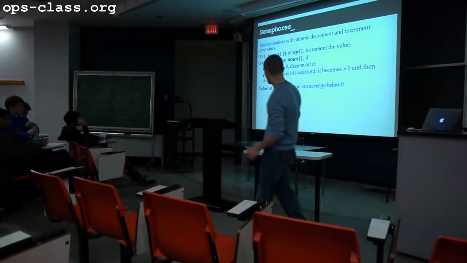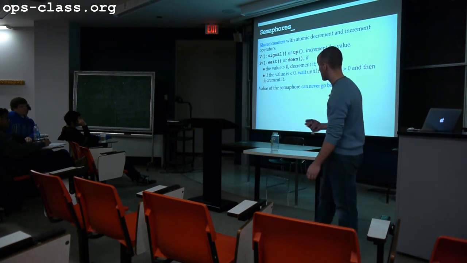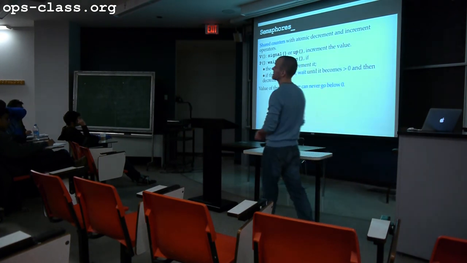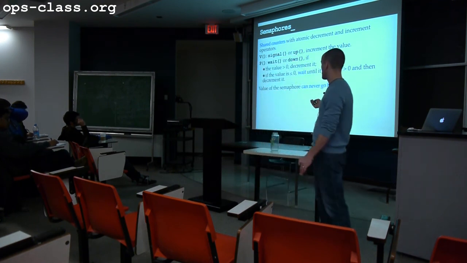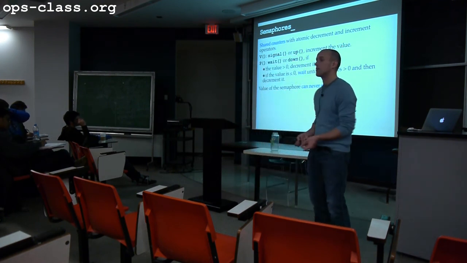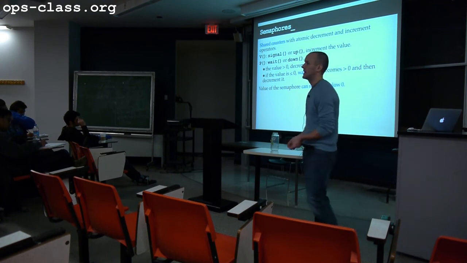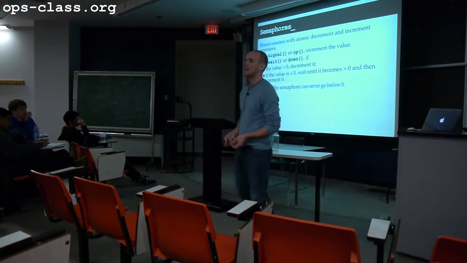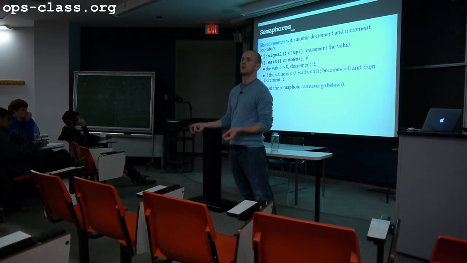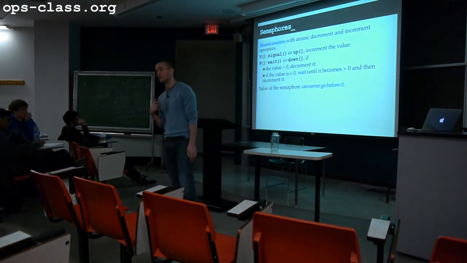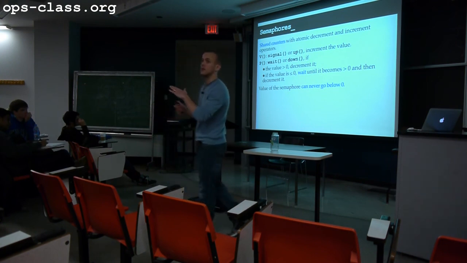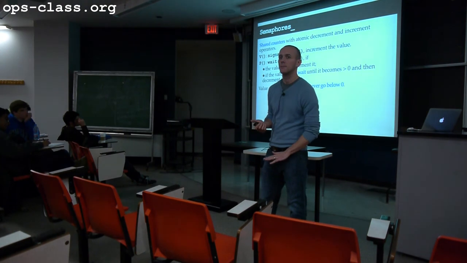Now, the only trick with semaphores that makes them into a synchronization primitive rather than just a reference count or something like that is that the semantics of semaphores is if the value is 0 and I try to decrement it, I have to wait until the value becomes greater than 0. So the semaphore value can never fall below 0. If the semaphore is 0 and I try to reduce its value, I'll wait until somebody else increases it, and then I'll be able to decrease it, right?